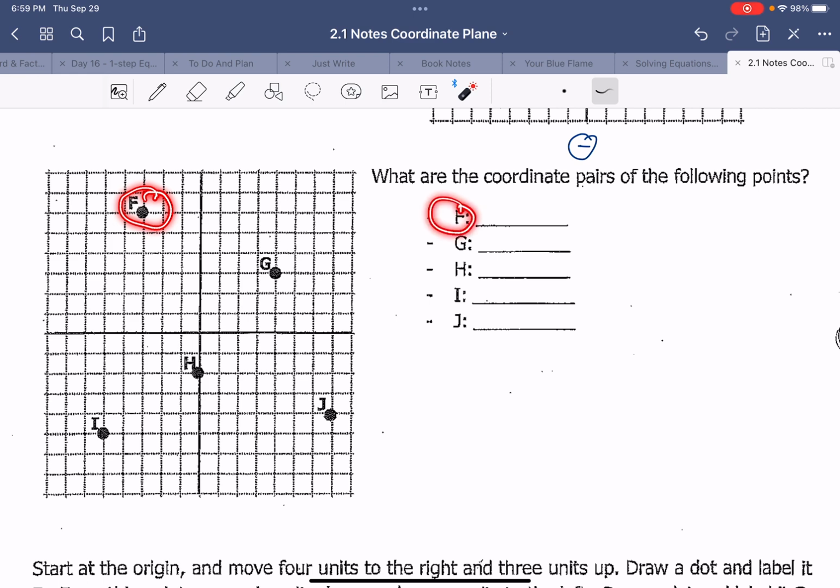F, right here, F, okay? And you should be writing something like this, and then there should be an X and a Y, okay? So I'm going to go ahead and write here like this, and I've got an X and a Y.